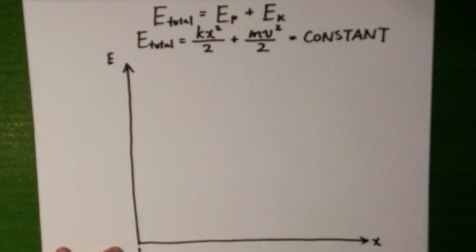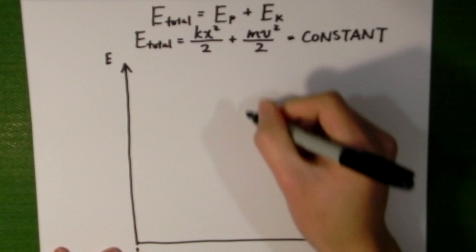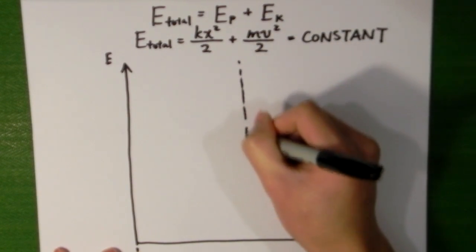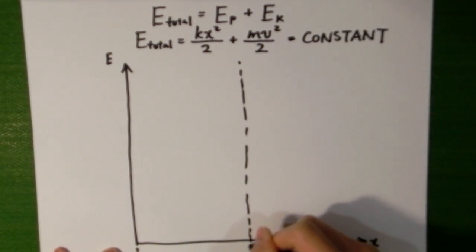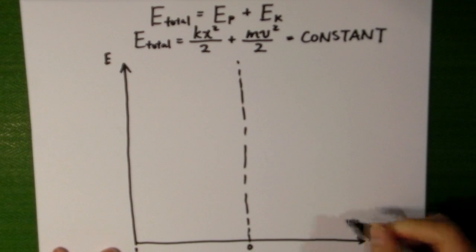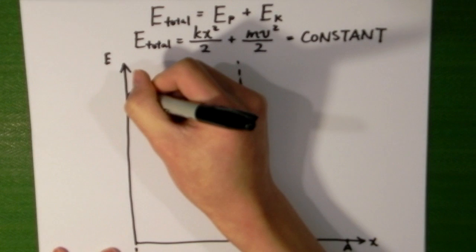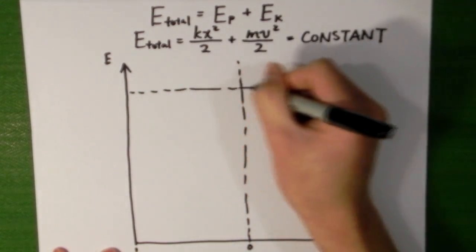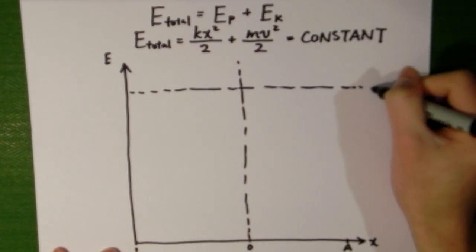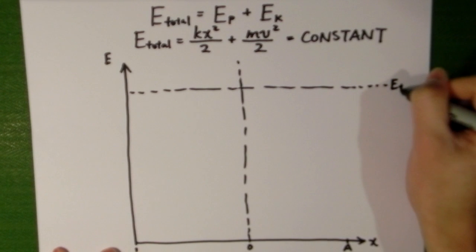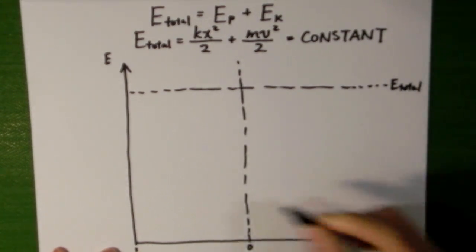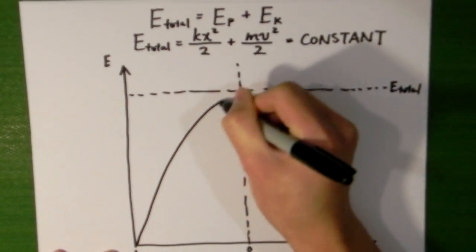So if we mark our equilibrium point as 0 right in the middle, as so, we can start graphing this. As said before, our total energy is constant, so it's going to be a straight line. And so what happens to potential? What happens to kinetic energy?